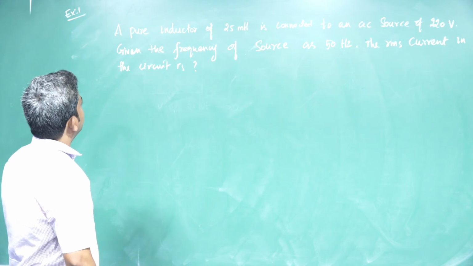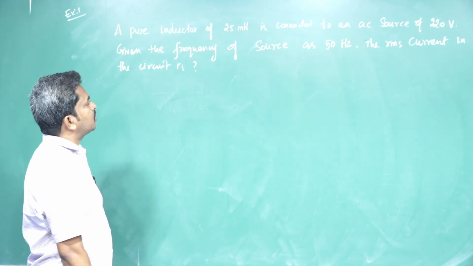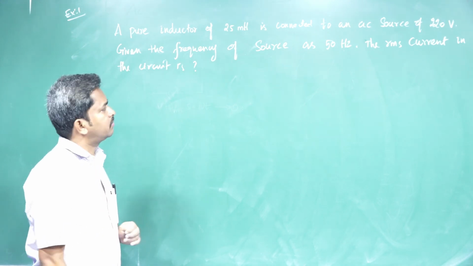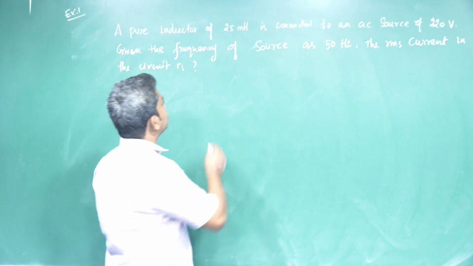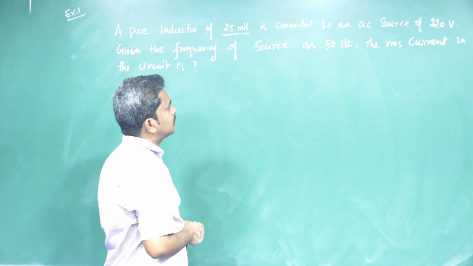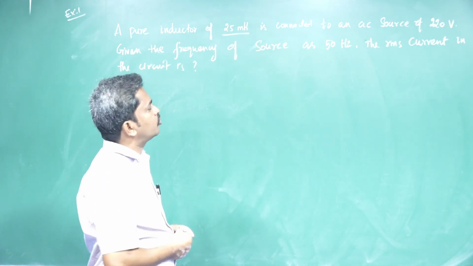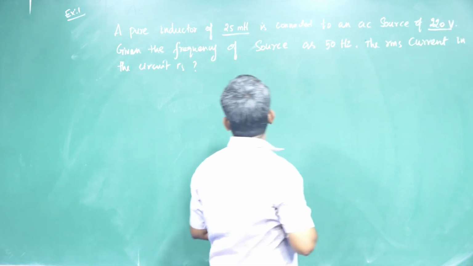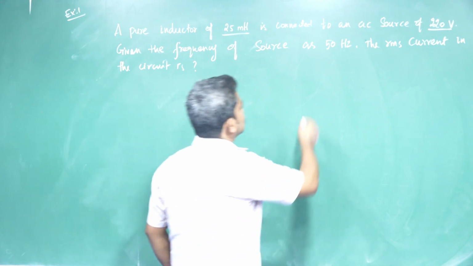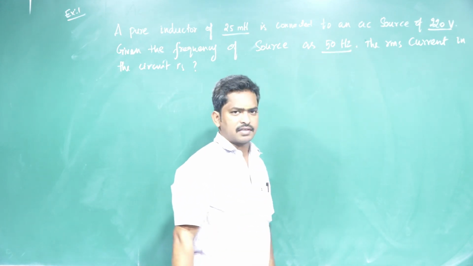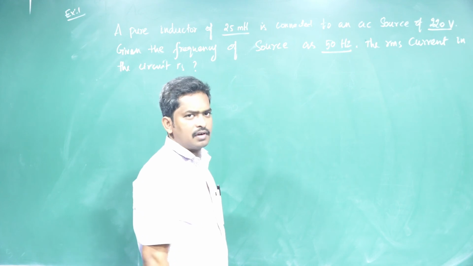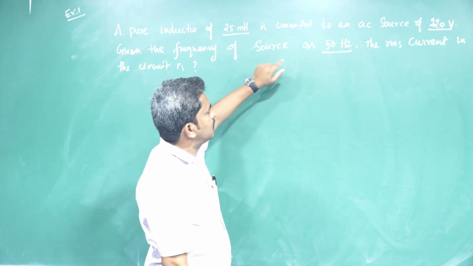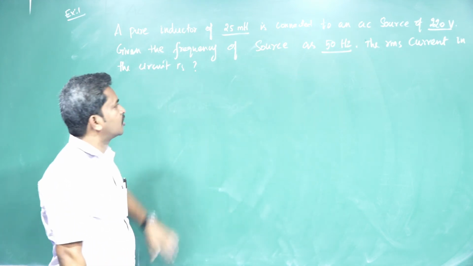For example, a pure inductor of 25 millihenry is connected to an AC source of 220 volt. You know well, millihenry is the unit of self-inductance of the inductor, and the AC source applied voltage is 220 volt. Given the frequency of the source is 50 Hz. The RMS current in the circuit is what?